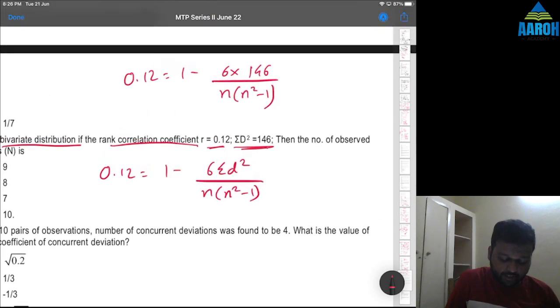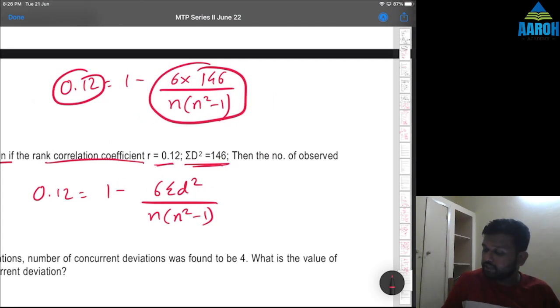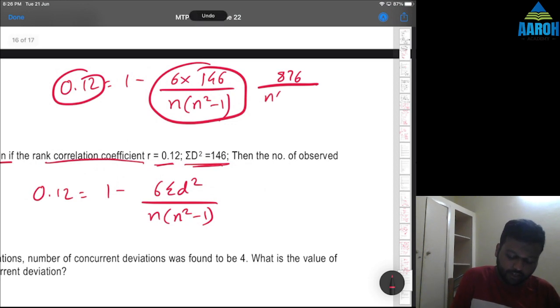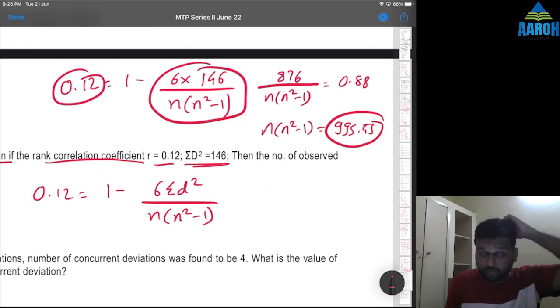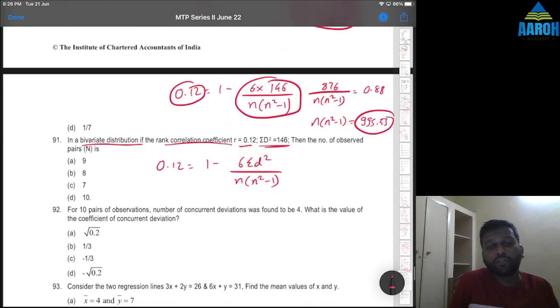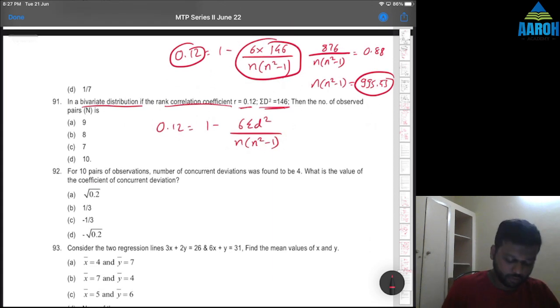Okay, let's rearrange this. Let's take all this to left side and this to right hand side. That will give us 6 into 146 is how much? 876 upon n into n square minus 1 is equal to 0.88, right? So n into n square minus 1 is going to be 876 divided by 0.88, which is 995.45 recurring. Now this cannot be in decimal points because that means n is not an integer. Okay, so there is something wrong with the data given in this question. Okay, but fine. So this is how you solve it. Right now we cannot solve it, but this is how the question is to be solved.